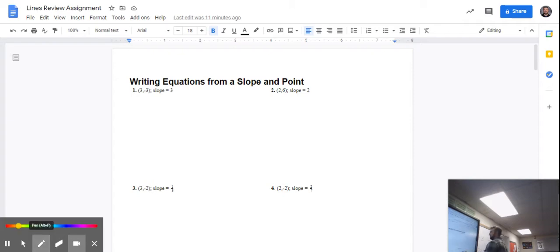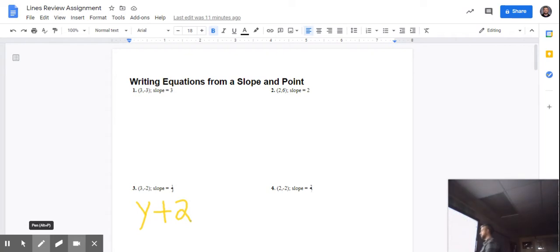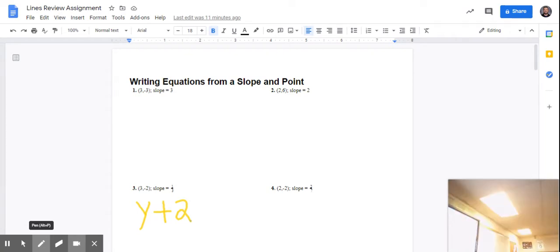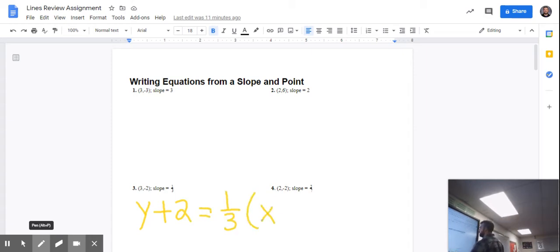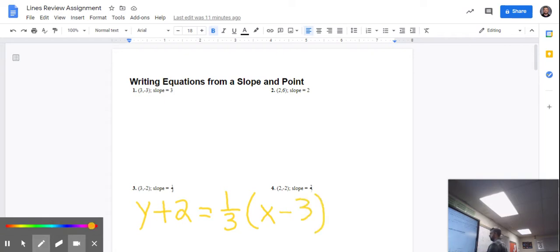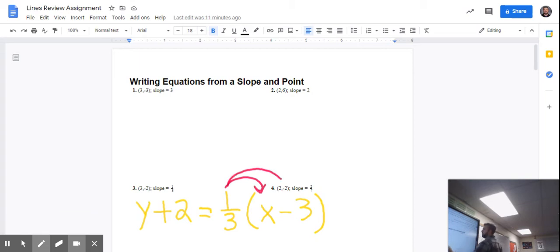Next one. The difference between this one and the last one is that now our slope is a fraction, but that's okay. We say y minus a negative 2. It's okay that I put y plus 2 because it's minus a negative, right? That's equal to 1/3 times the quantity x minus 3. Okay? You'll notice the pattern. I start with distributing right here. All right, so 1/3 times x.